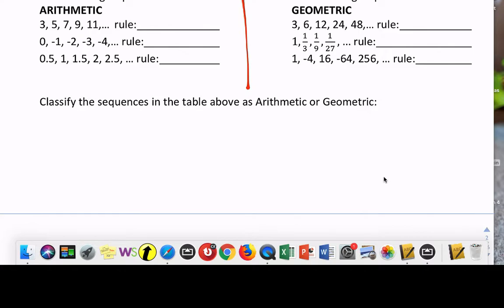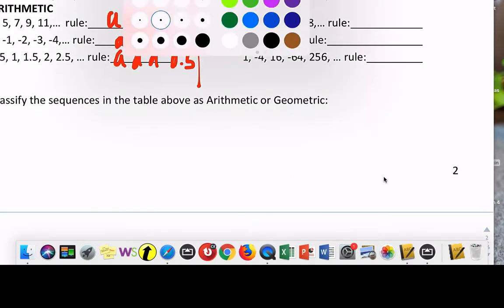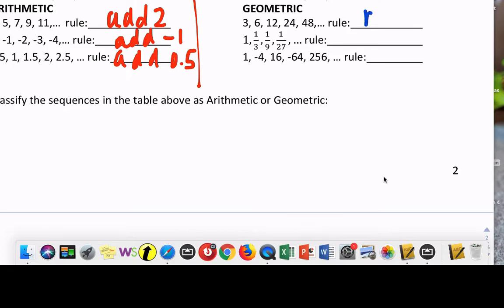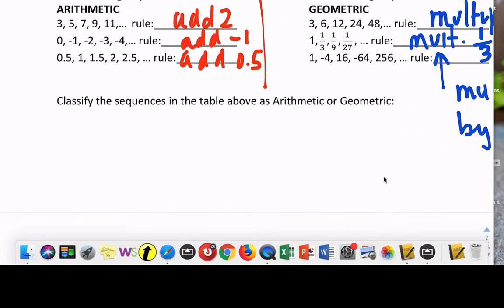So if we look at arithmetic, the first rule is we're going to add 2. Here we add negative 1. Here we add 0.5. For the geometric here, this one we're going to multiply by 2. The next one we're going to multiply by 1/3. And this last one here we're going to multiply by negative 4.